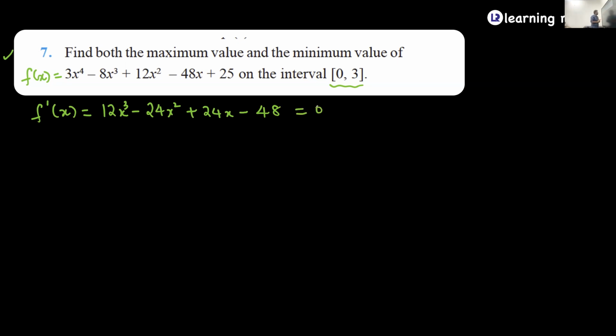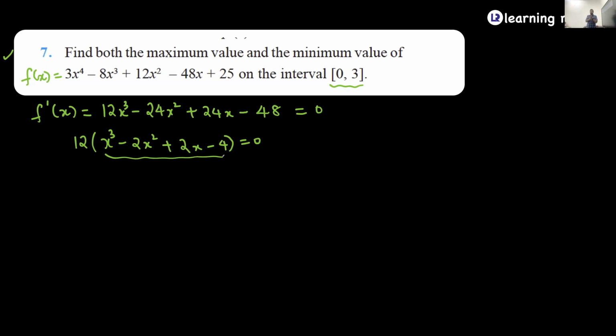So this is going to be 0 for maximum or minimum. Right? So what is common? You can take out 12. So 12 into x cube minus 2x square plus 2x minus 4 is equal to 0. So what do we have here? This is a cubic equation, which is equal to 0. So how many roots are we going to have? We'll have 3 roots. Okay.